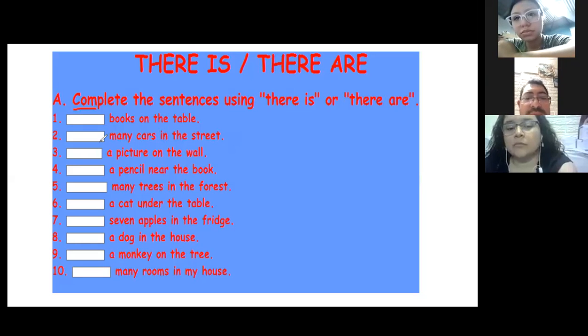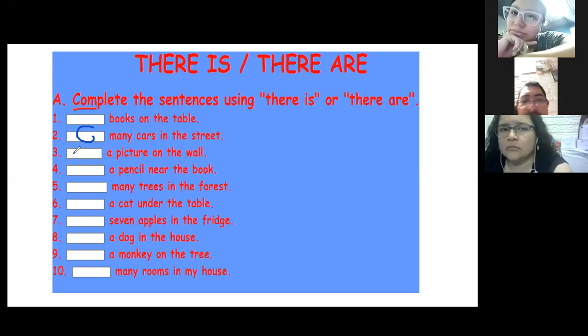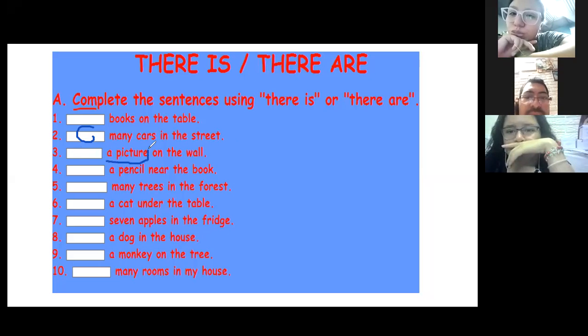La número dos, como estamos hablando de many cars, vamos a decir, there are many cars. Entonces sería there are, porque es plural. La número tres sería there is, que es singular, a picture, es un objeto. Decimos, there is a picture, right?